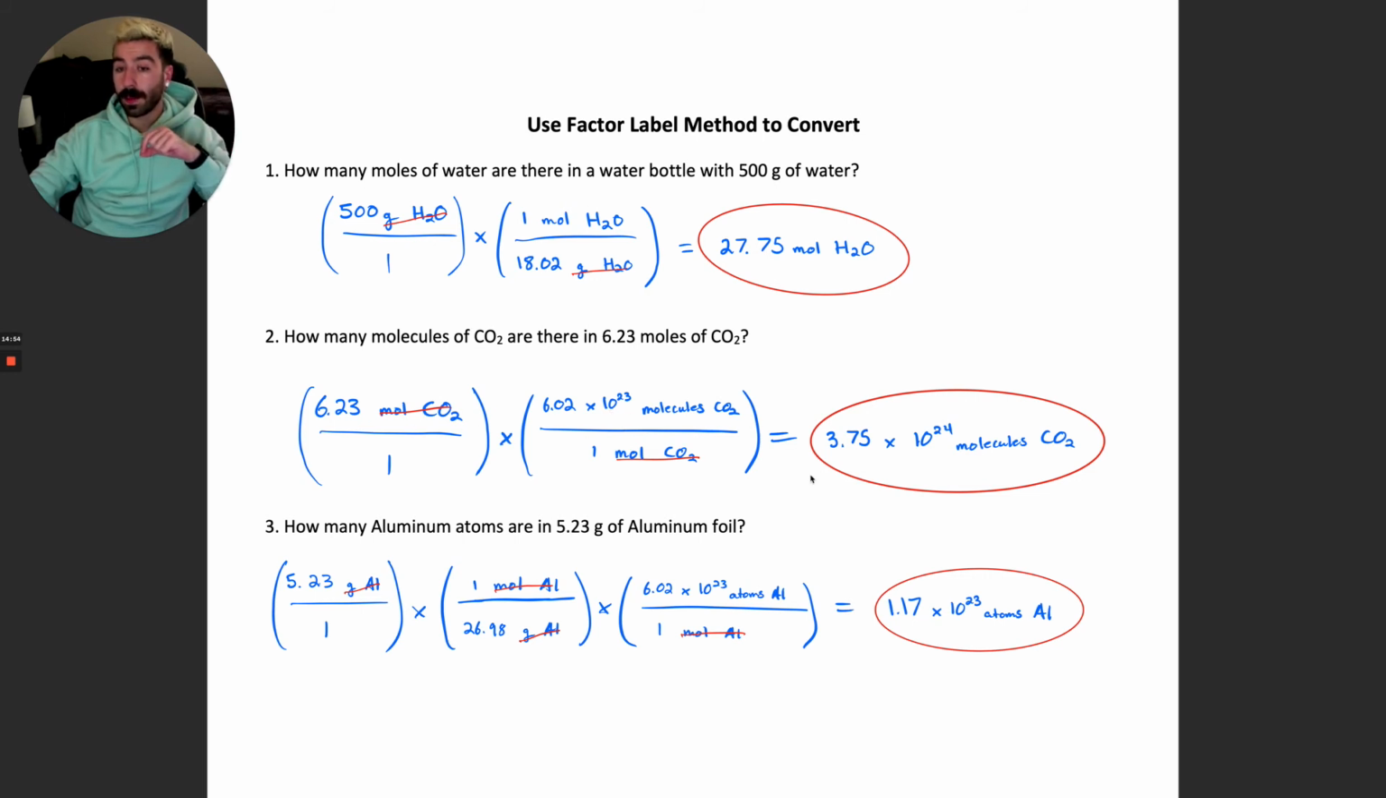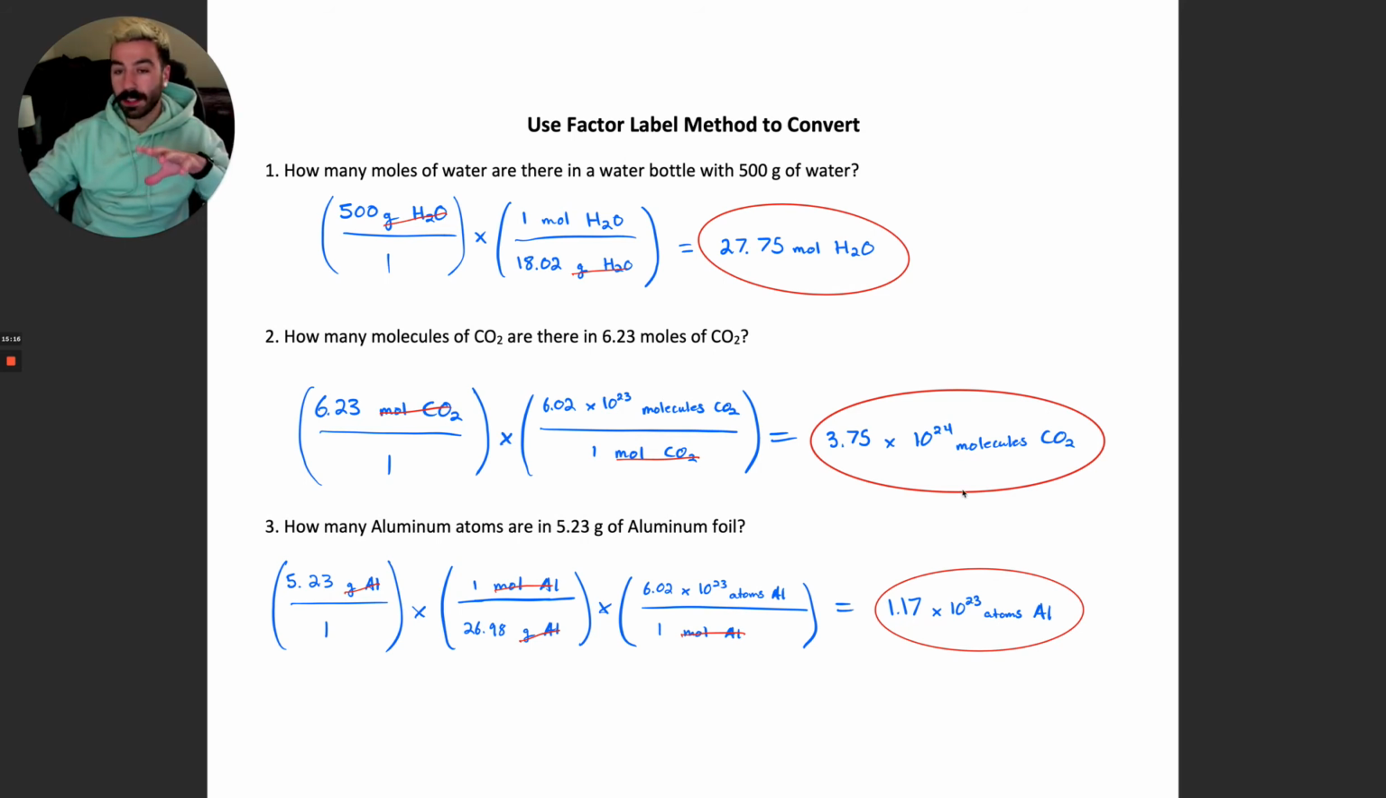Our answer that we get is 3.75 times 10 to the 24th molecules of CO2. Now, if you have questions about how to do this math or how to put these things in your calculator, just ask me individually rather than me trying to explain it. It kind of just depends on a case-by-case basis what calculator you're using. But I'd be happy to help.